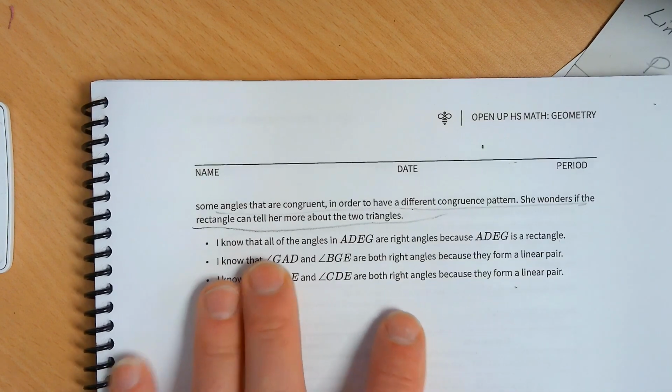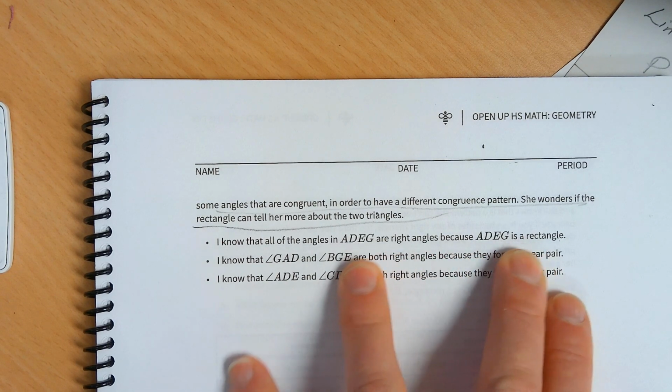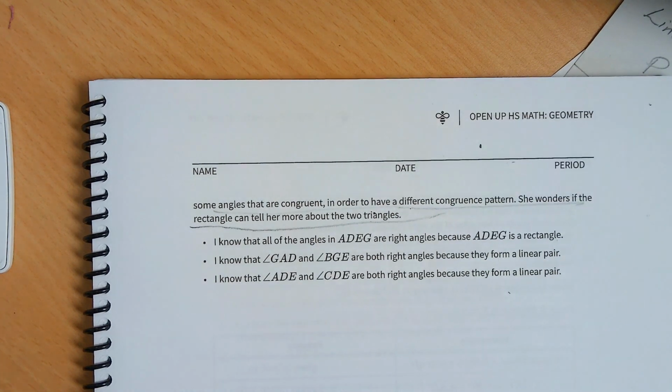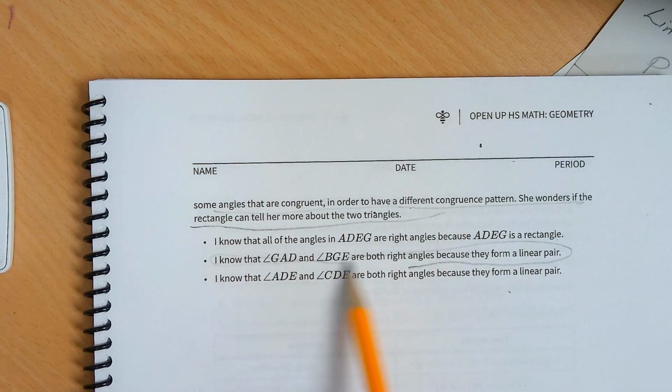So she knows some more things. Because it's a rectangle, all those angles are right angles. I think that's all we need, right? And a linear pair. Yeah, and a linear pair to make the right angles. Okay.